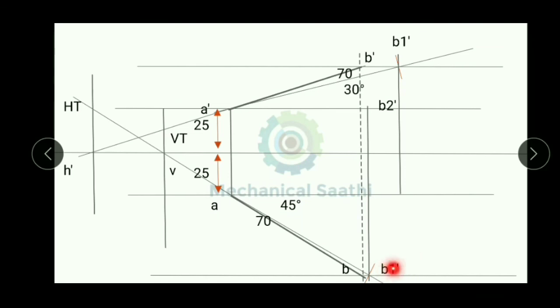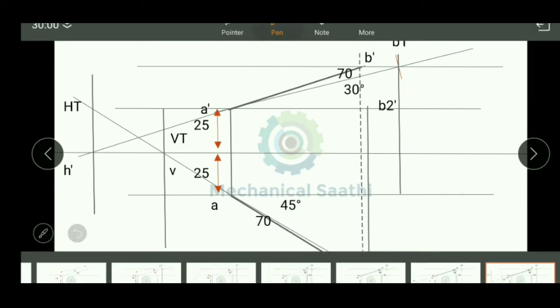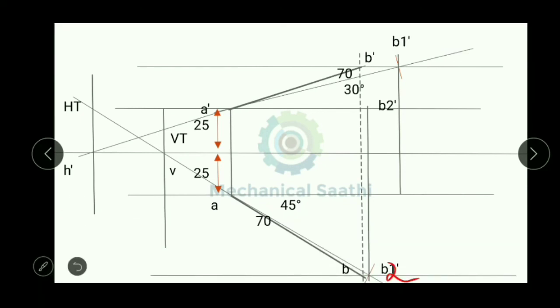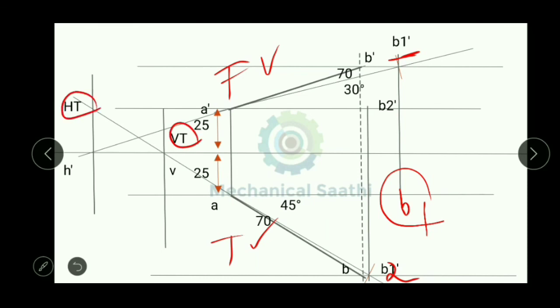Okay, so there is a correction, let me do it. This is your b2, and this is your b1 dash, so it will be b1. Already we have drawn the top view and front view, and we have marked the traces over here. This will be the front view, and this will be the top view over here, and this is the vertical trace and this is the horizontal trace.